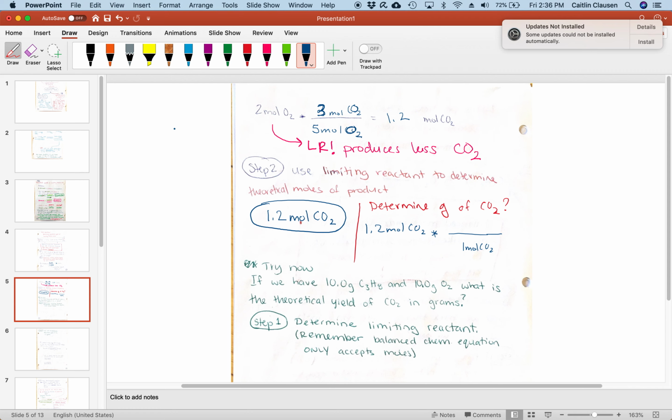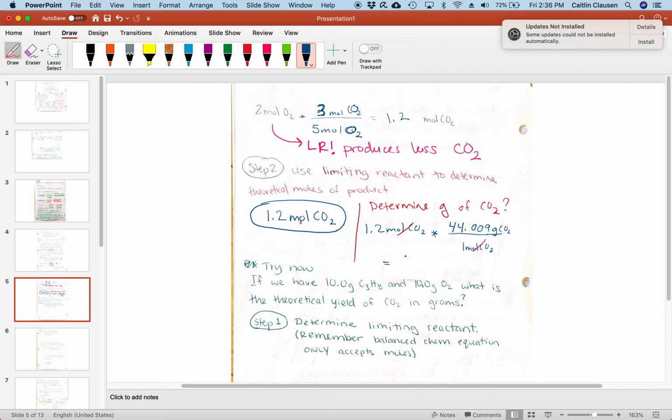It should be about 44 grams per mole. So 44, I got 0.009 grams for every mole of CO2, and multiply those together, that's going to give me the grams, because the moles of CO2 are going to cancel.